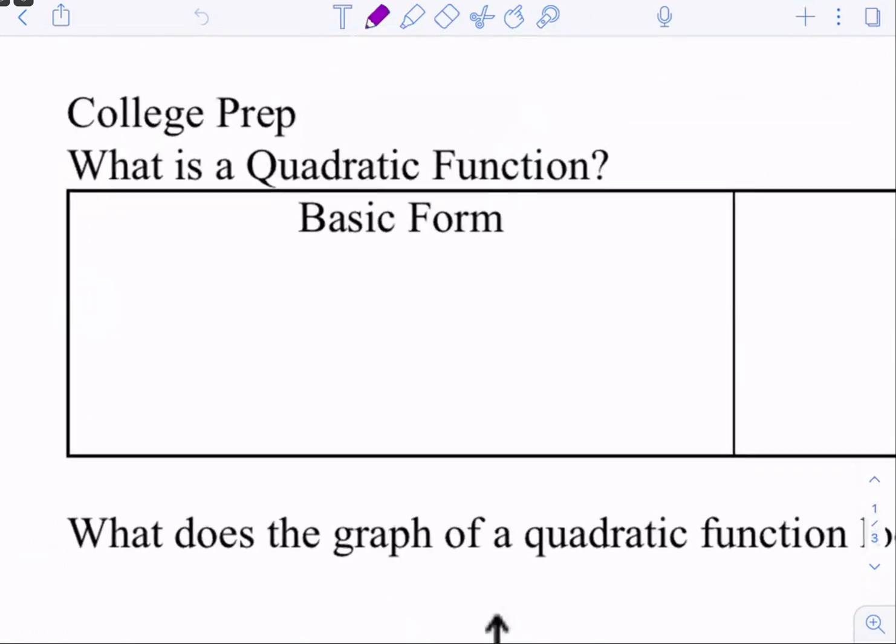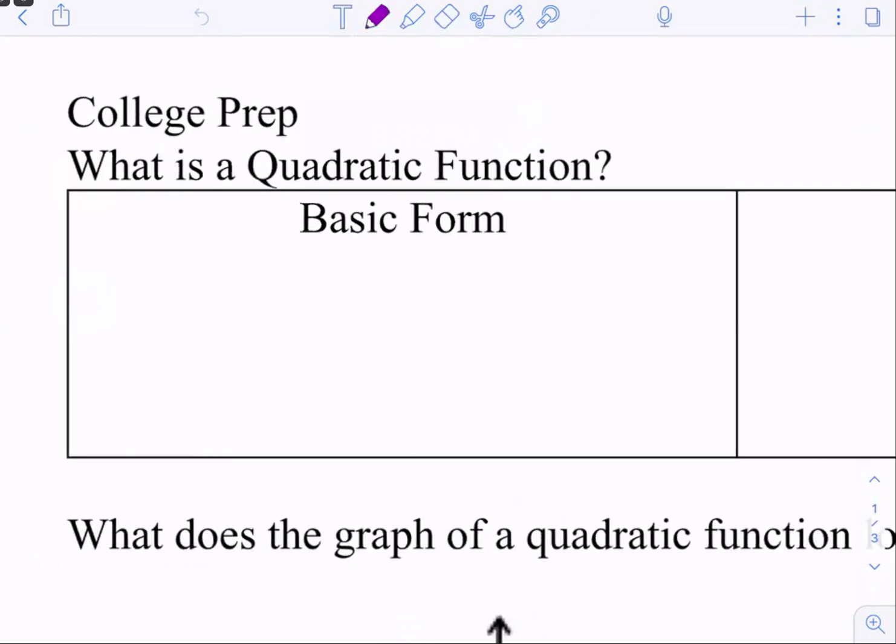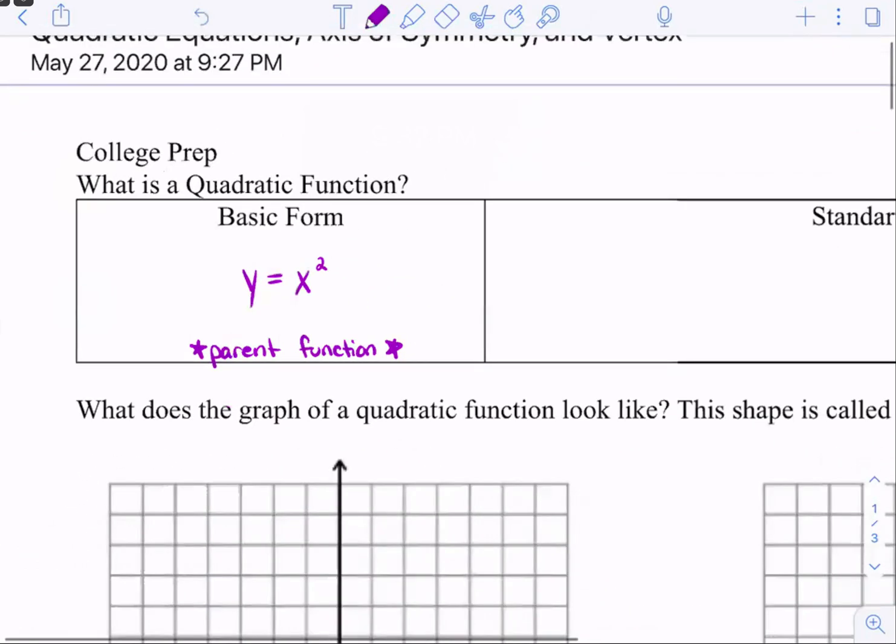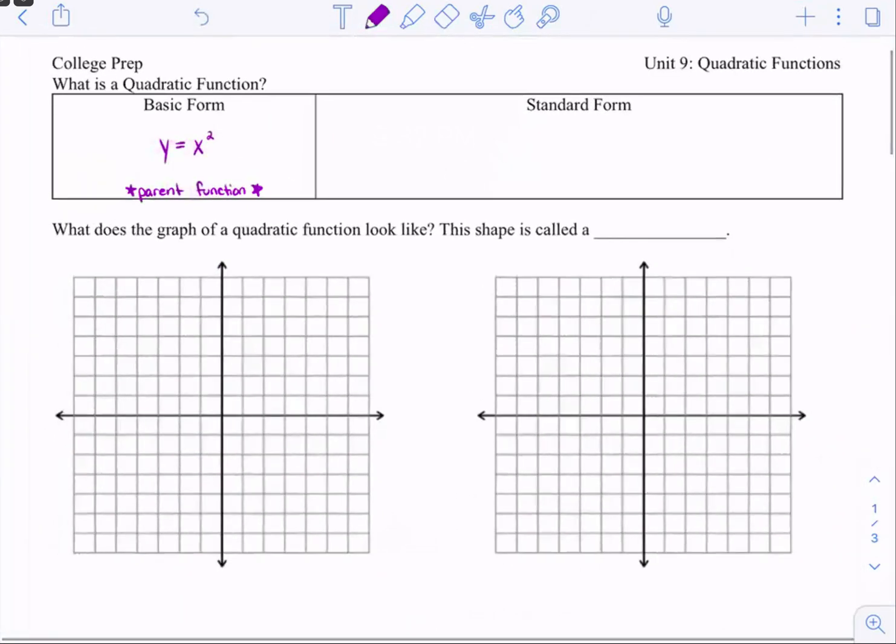So most of you know the basic form of a quadratic function, and that's y equals x squared. That's the basic form, or sometimes we call that the parent function. So I'm going to actually start that and say that this is really sometimes called the parent function of a quadratic equation.